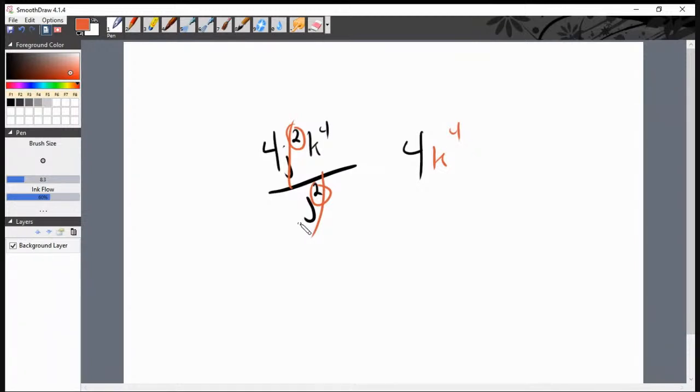Does everybody understand? Or if I do, it's 4k to the 4th power divided by 1, which would be 4k to the 4th power. Does everybody see that? Is anybody completely confused by what I just said?